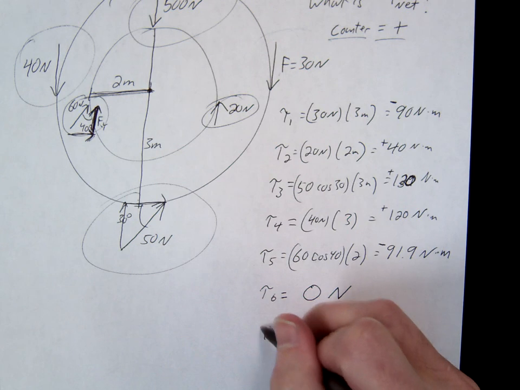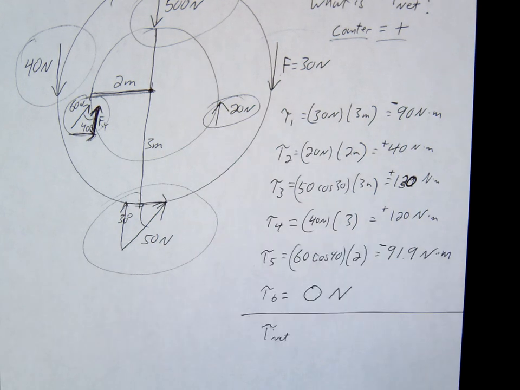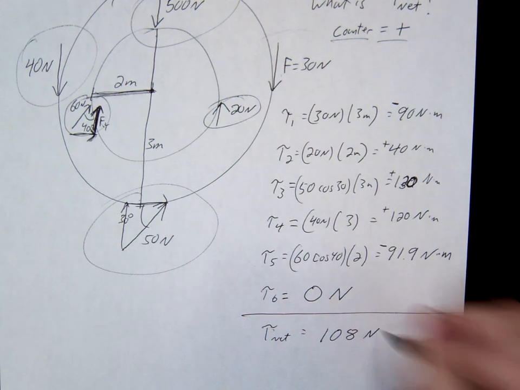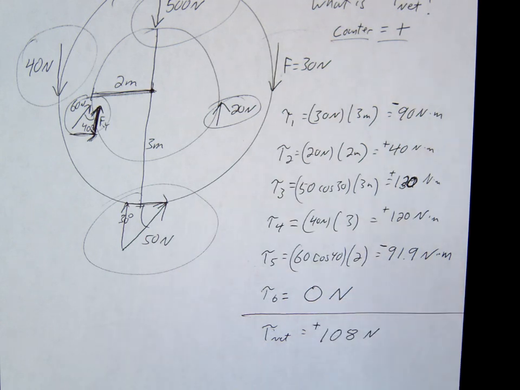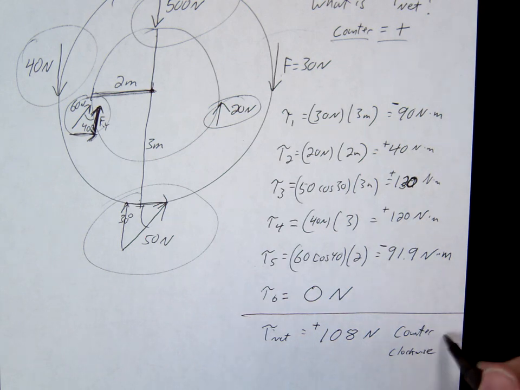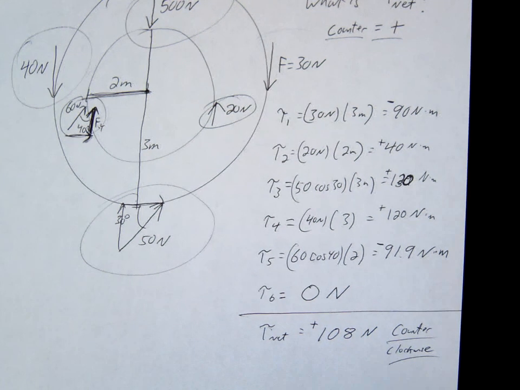Okay, net torque, we're just going to add them all up. Negative 90, positive 40, positive 130, positive 120, negative 91.9. Okay, and because it is positive, that tells us what direction? Counterclockwise. And again, if you define your direction differently, then that's fine. Just make sure you specify the direction, counterclockwise.